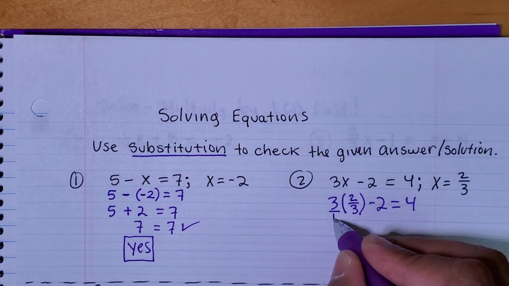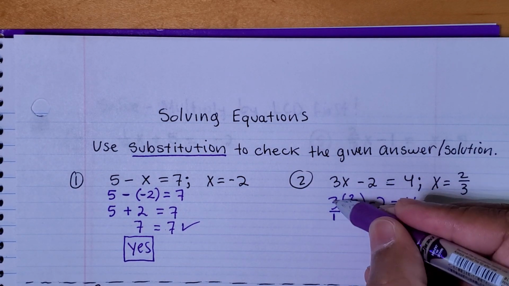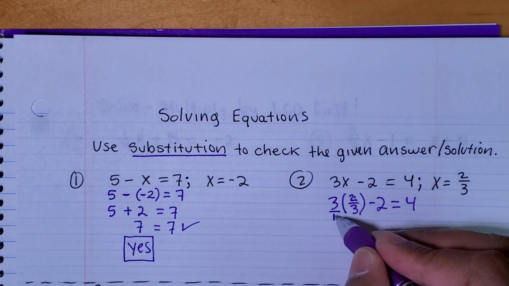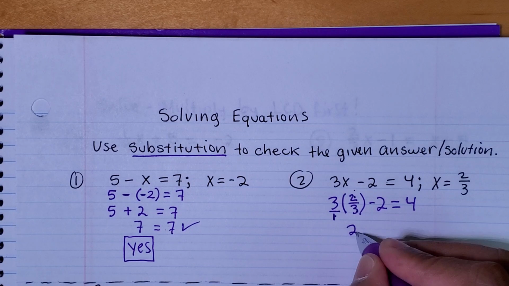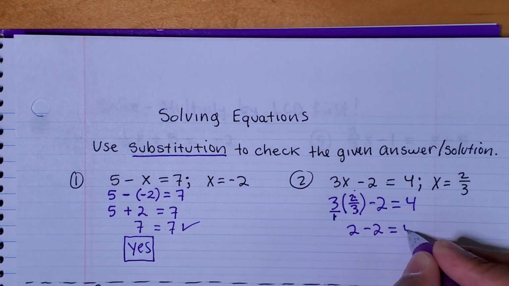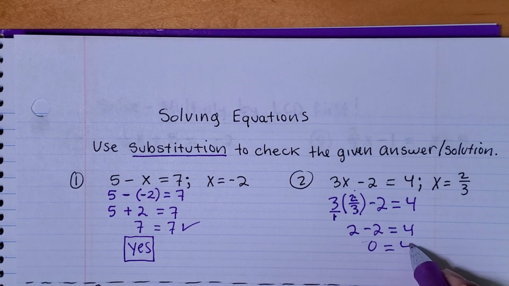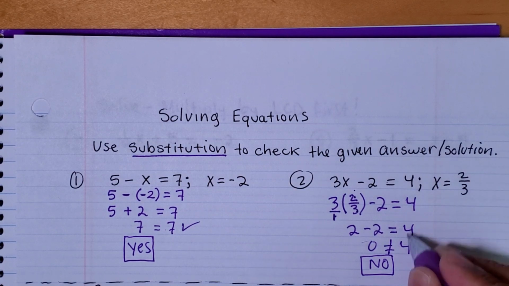So I'm going to write a 1 under that 3, and don't forget this is the same thing as 3. 3 divided by 1 is still 3, but that will help me see what's going to happen here. So 3 times 2 is going to give me 6, and 1 times 3 is going to give me 3. But 6 divided by 3 is 2. Okay, and we know that 2 minus 2 is 0, and we also know that 0 is not equal to 4. So the answer to this one is no. This x equals 2/3 is not a solution to this equation.